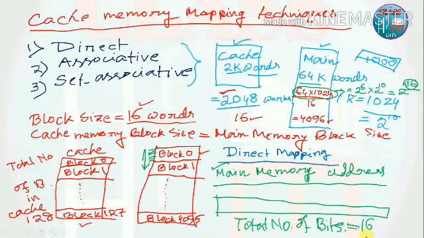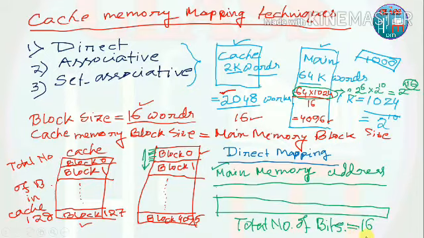Now when we discuss the direct mapping technique, this total 16 bits will be divided into three parts. So this is the main memory address, and its size will be 16 bits. These 16 bits will be divided into three parts. This is the first part, this is the second part, this is the third part. If you add these three parts, it will be 16 bits.